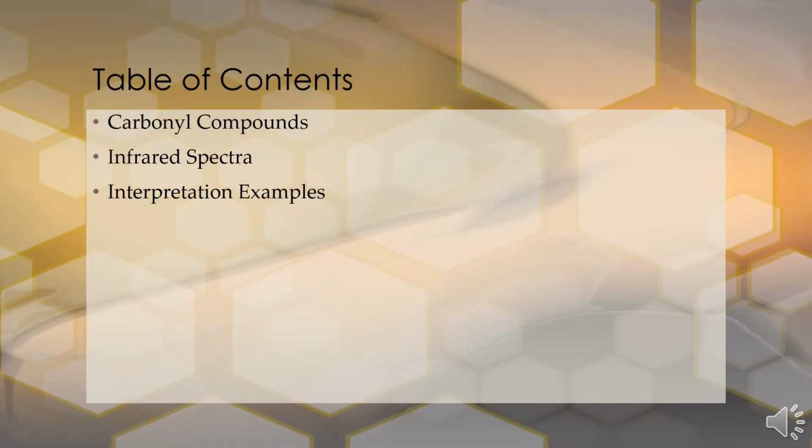A brief overview of what we will be discussing. We will discuss carbonyl compounds, which ones they are, and what you will be looking for. Also, we will look at the infrared spectra and see where carbonyls will fall on the spectra. And after that, we will show you a couple of examples so that you can know what you will be looking for when you get your results, and you will know whether or not you have a carbonyl compound in your compound.